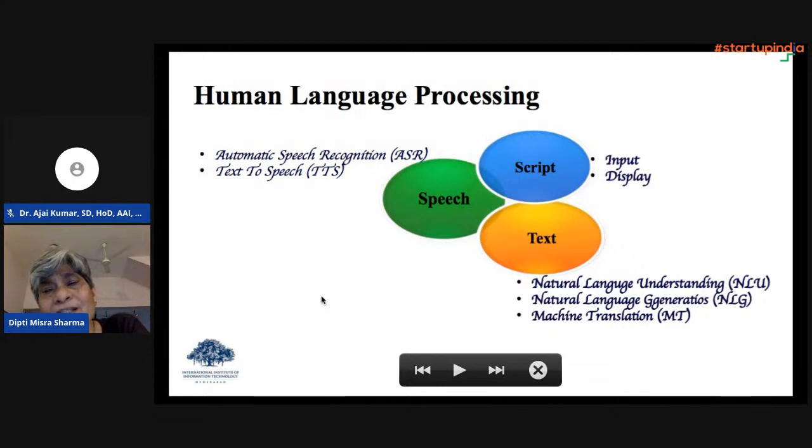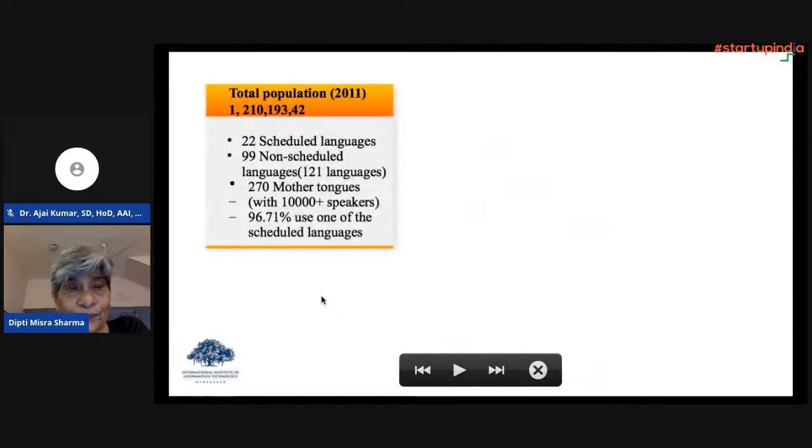When it comes to text, there are three things. I have included machine translation here because it's a huge application of natural language processing. But what one has to deal with is natural language understanding and natural language generation. If one reads it differently, then it's understanding and speaking. These are the two parts, as humans, that we engage in while using natural language, and technology tries to address these two.